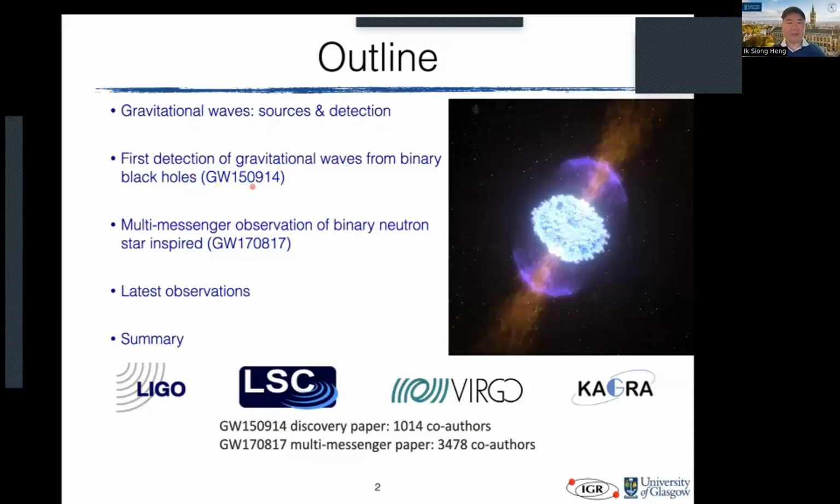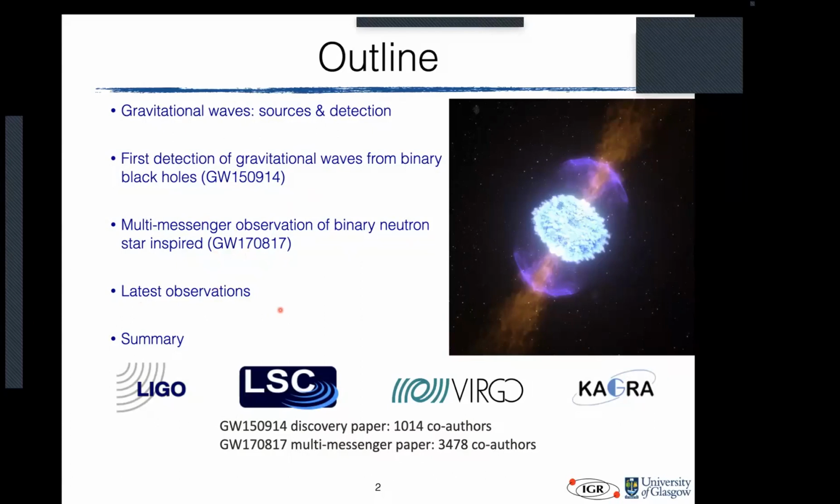And then we also want to talk about this other very exciting event, which is actually the first observation of gravitational waves from a binary neutron star, but it was also observed in many other wave bands. So in X-rays, gamma rays, optical wave bands, and so on and so forth. And this is GW170817, observed on the 17th of August in 2017. And then I will just give a very brief summary of the latest observations and wrap up my talk.